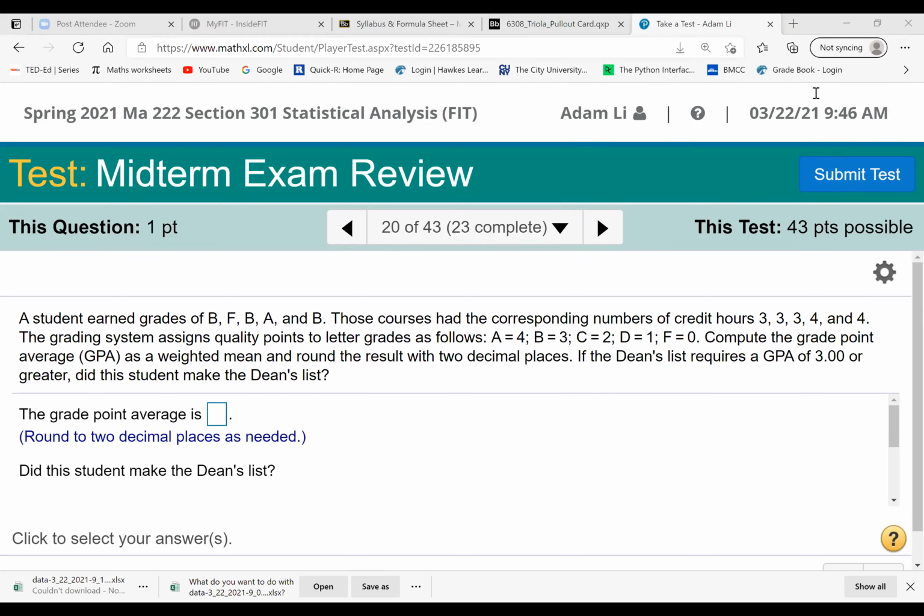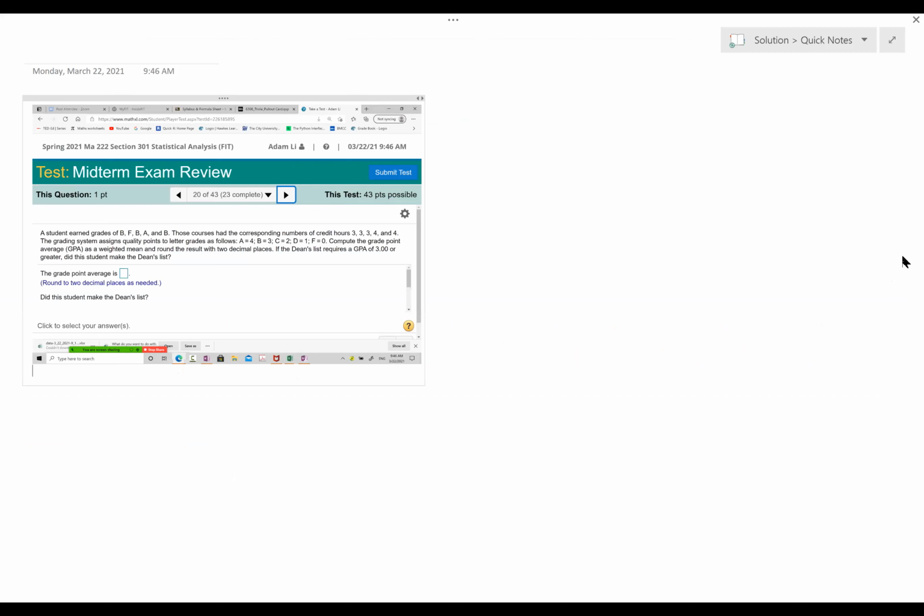So we call this weighting mean. GPA is an application of the weighting mean. Here we have 5 courses. So this is the weighting mean question.